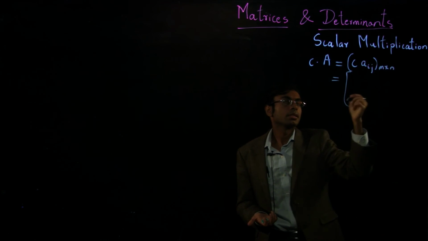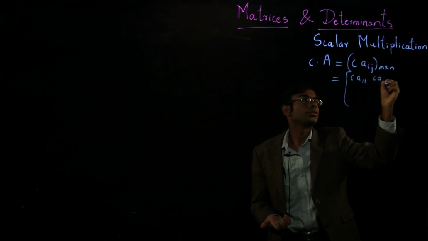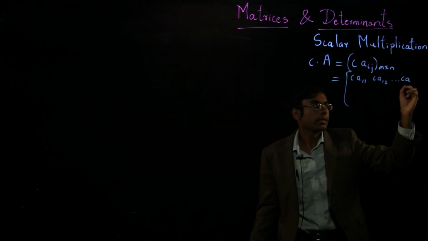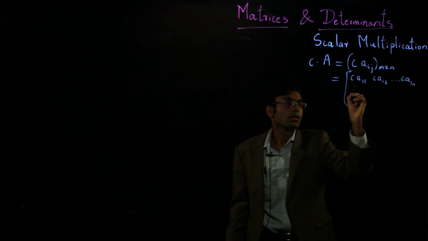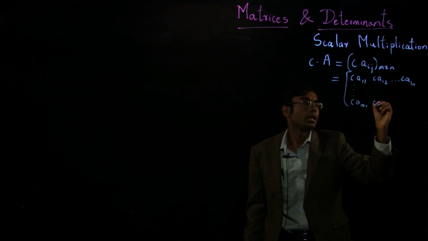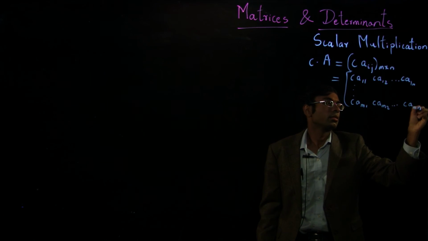which means each element becomes C times A11, C times A12, all the way to C times A1n, all the way down to C times Am1, C times Am2, C times Amn.